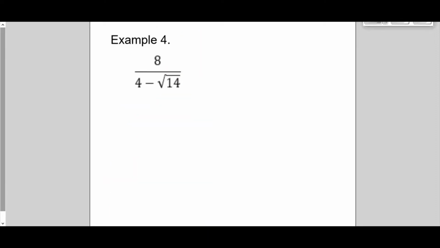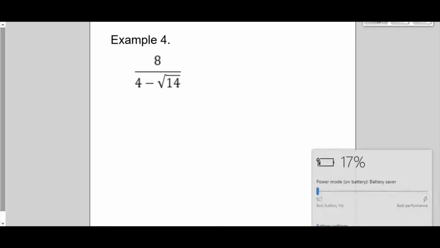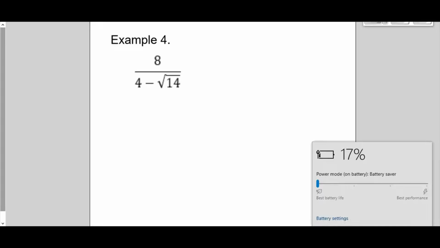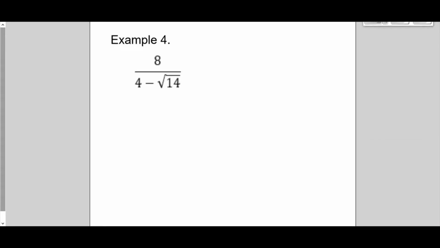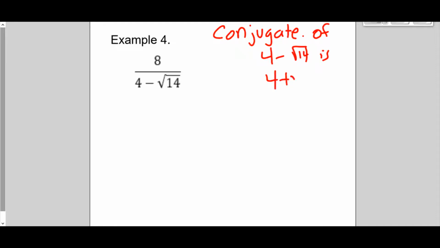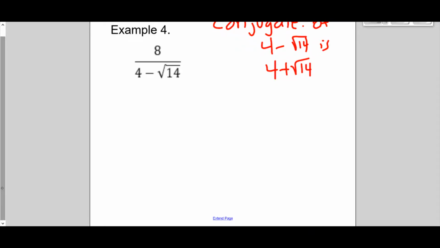So example 4. Here we have 8 divided by 4 minus the square root of 14. This is where you're going to need to use the conjugate. If you have two things in the denominator, you need to use the conjugate. So the conjugate of 4 minus the square root of 14 is 4 plus the square root of 14. Instead of multiplying by just the radical, we're going to multiply by the conjugate divided by itself.